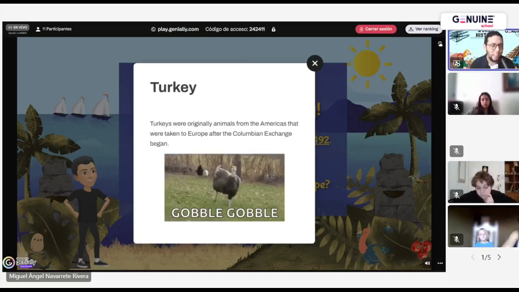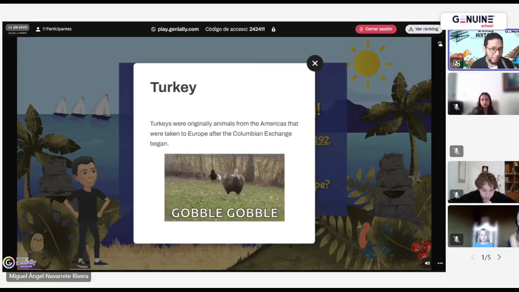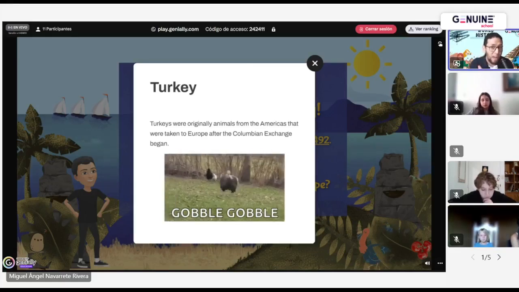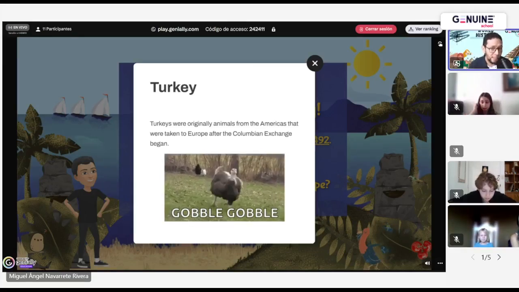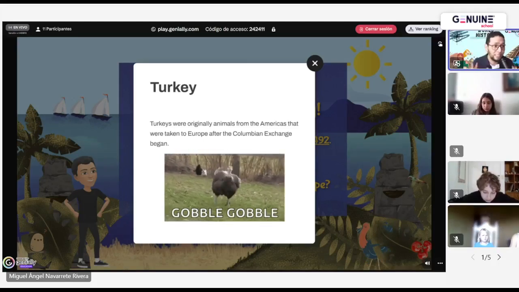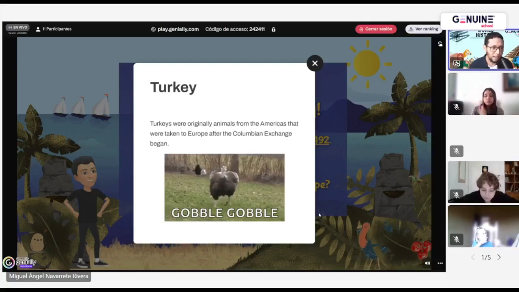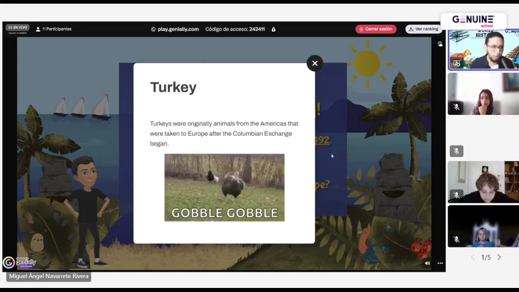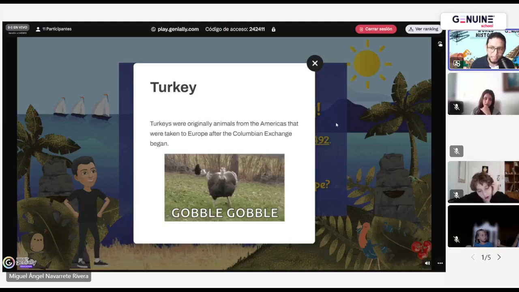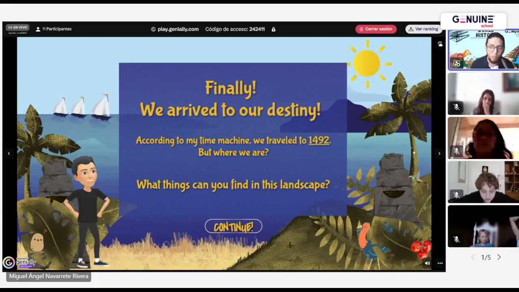Definitely the turkeys were originally animals from the Americas that were taken to Europe after the Columbian exchange began. So again, we have another animal that only existed in the Americas. Okay, so we have a really funny turkey here. You know, the turkeys are really, really crazy. So let's move on. And finally, someone said about the hummingbird.